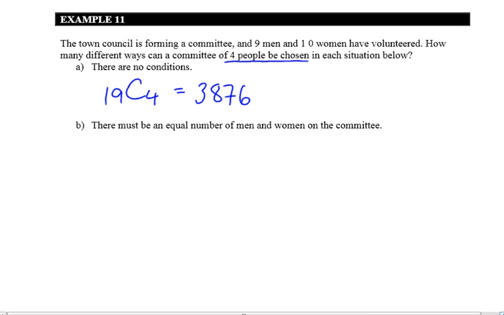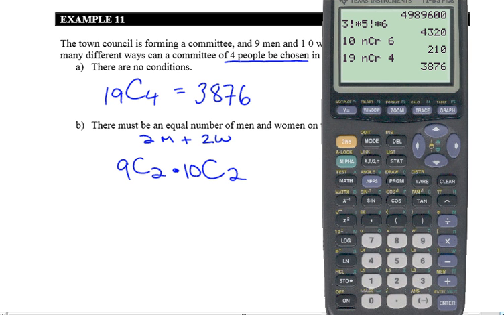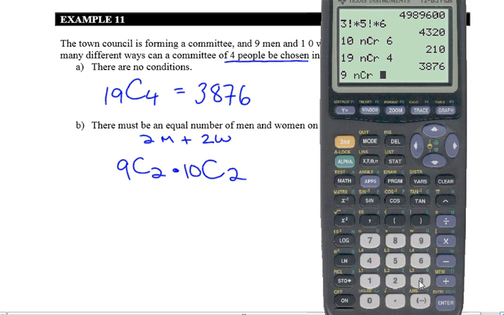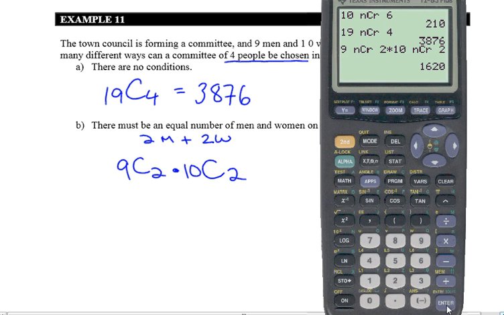Okay, so there must be an equal number of men and women on the committee. So how would it look if there are equal number of men and women? 2 men and 2 women. Okay, how many men do we have to choose from? 9 choose 2 times, so that's the men. How many women? 10 choose 2. It's just a pain kind of to type this in. 9 math, probability 3, 9 choose 2 times 10 choose 2. 1,620.